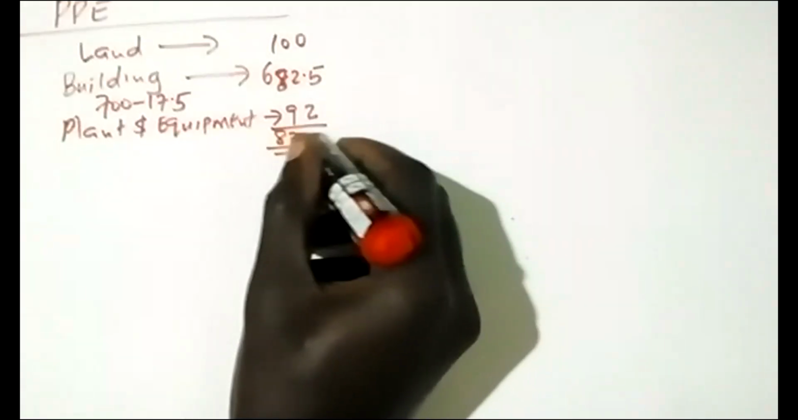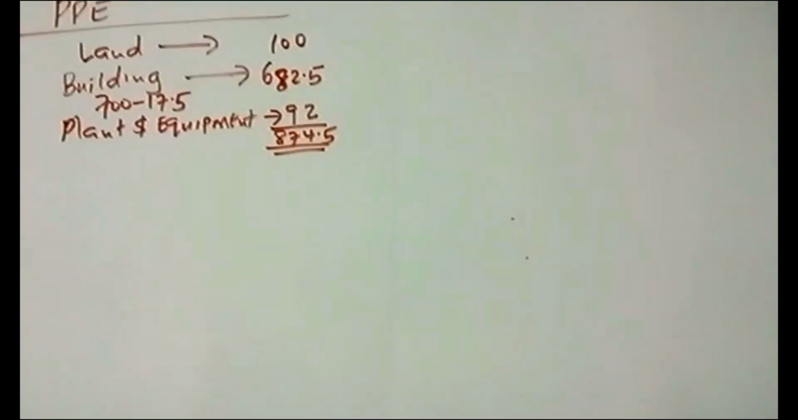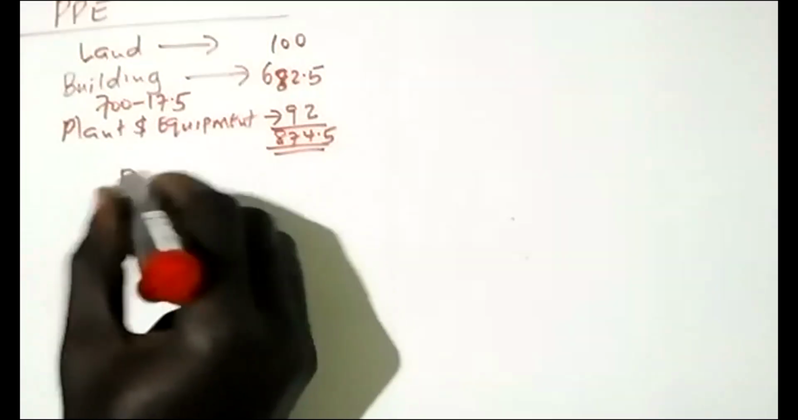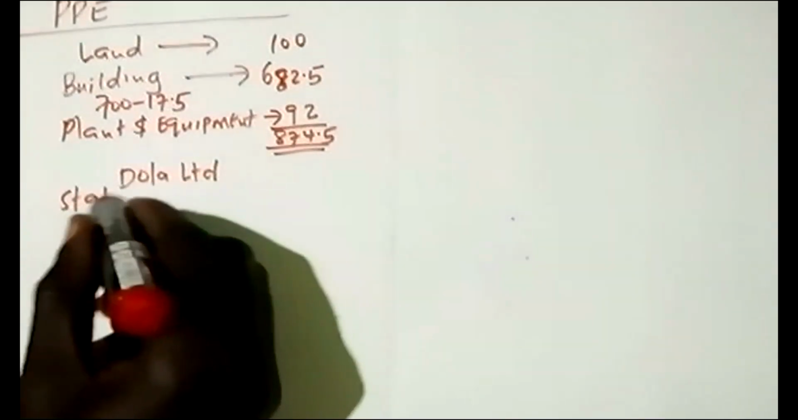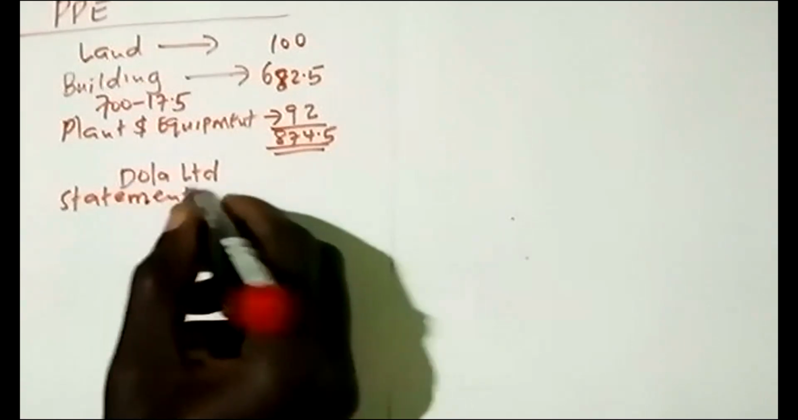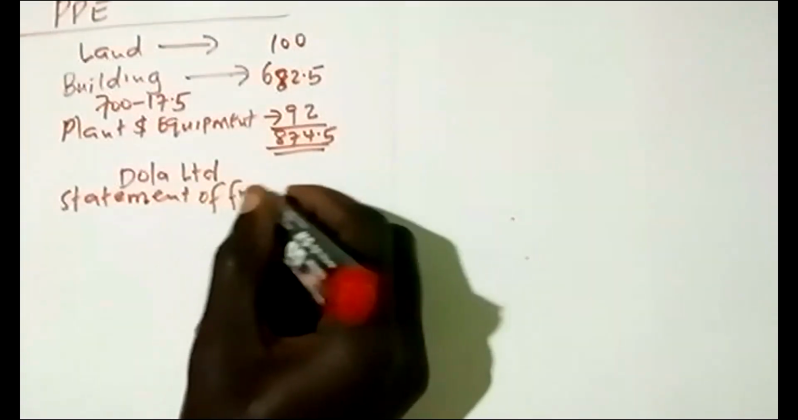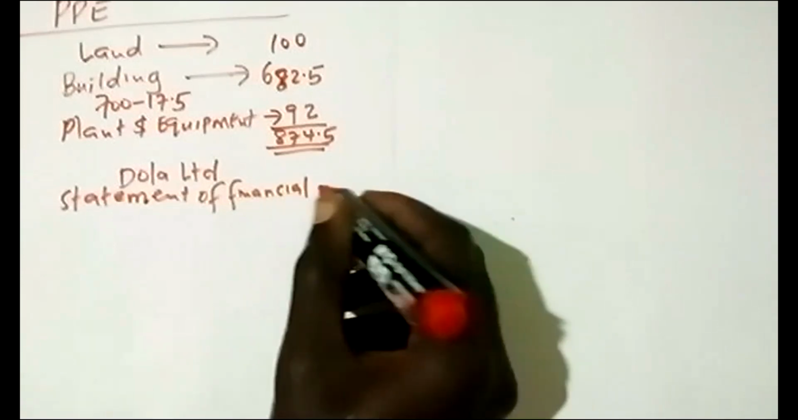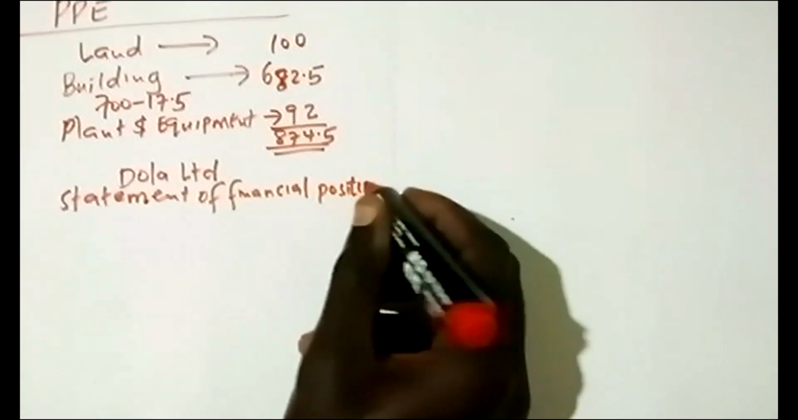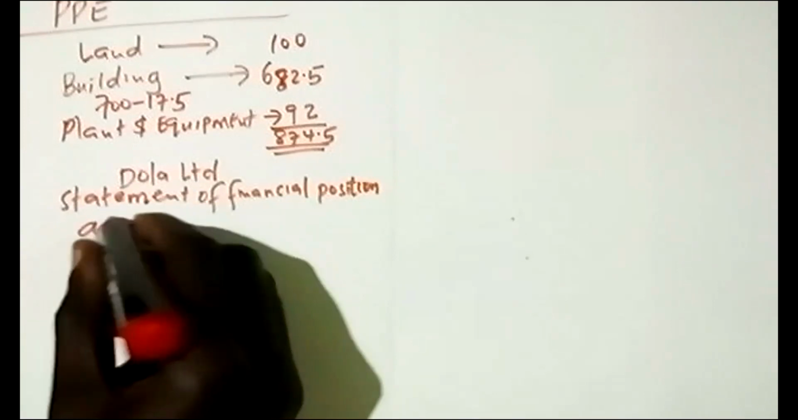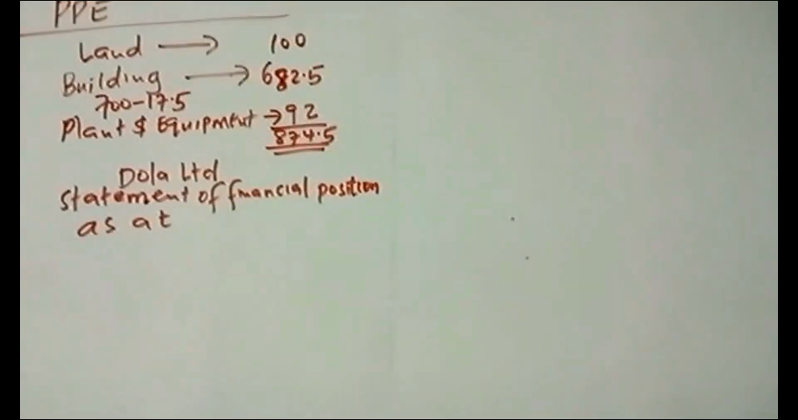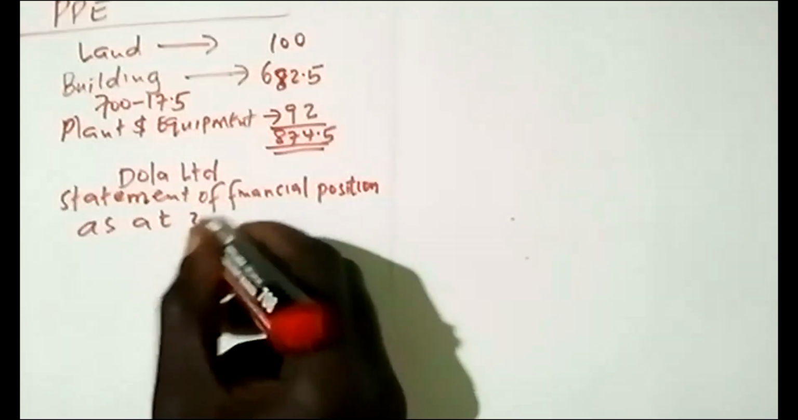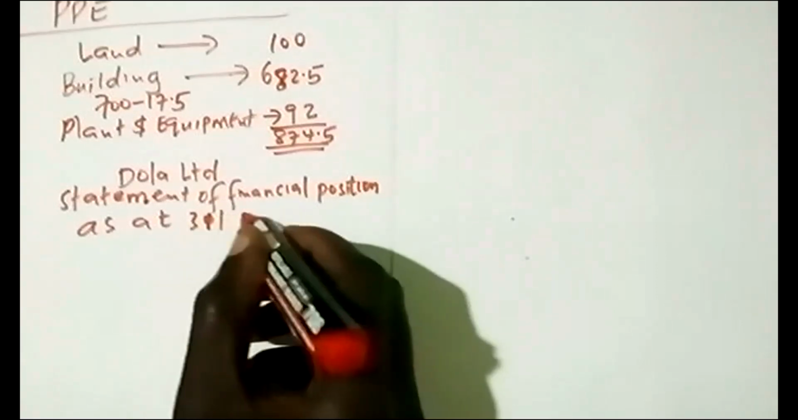So that is 874.5, according to my calculator. So we say Dora remitted a statement of financial position. Assets. The statement of financial position, our financial year was ending when? 31st December 2014.